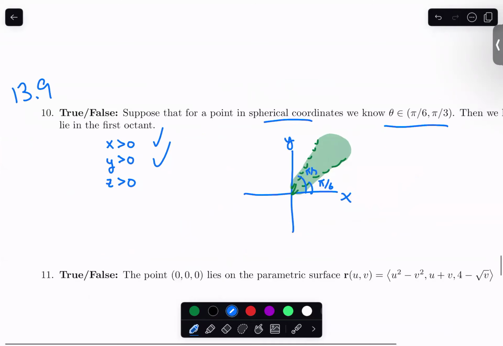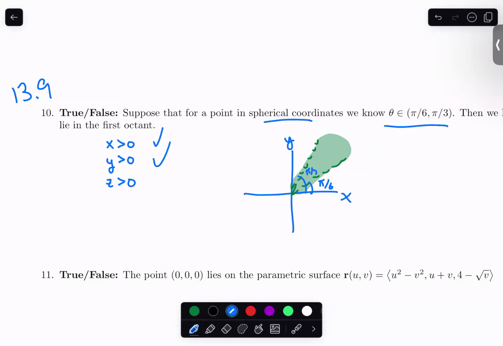The question is, do I know my z is positive? And again, there's no more information to go off of. Theta only talks about as we go around the z-axis. If I wanted to influence my z value, I need to be able to talk about my up-down angle. My up-down angle was phi. So phi equals 0 is pointing straight up. Phi equals pi is pointing straight down. I would need to make sure that I'm at least above the 90-degree mark.